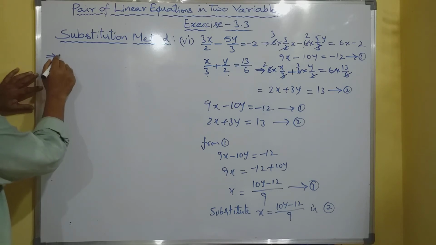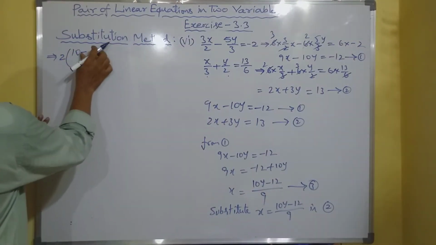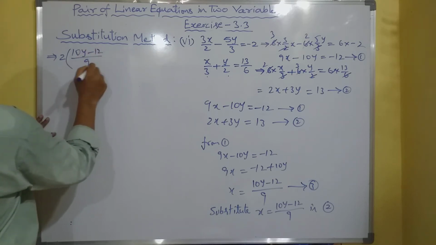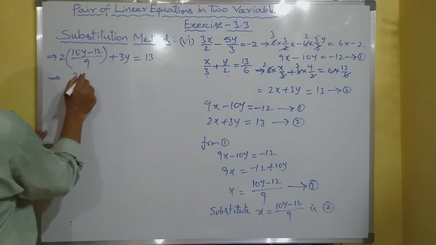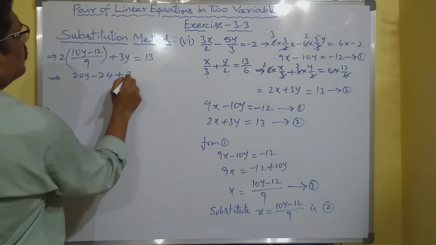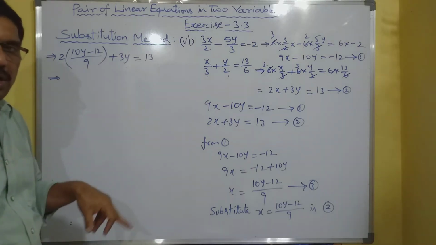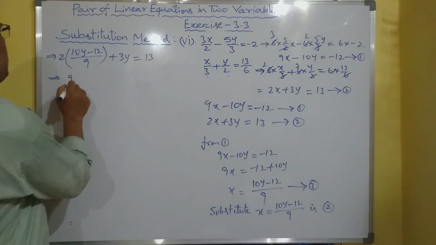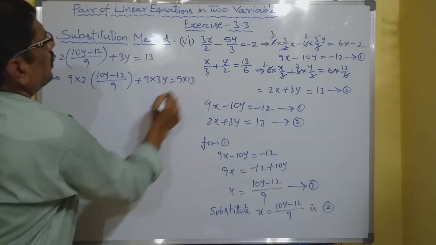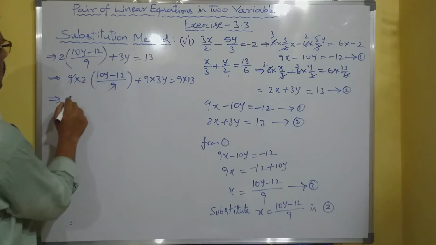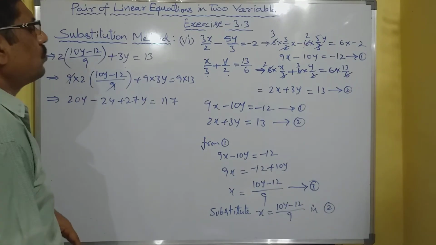Now, in equation 2, if you substitute, what is the x value? 2x plus 3y, what is the x value? x can be taken as 10y minus 12 whole by 9, plus 3y is equal to 13. Actually, let us do it directly. The denominator is 9. So, in order to remove the denominator, let us multiply the entire equation with 9. So, 9 into 2 into 10y minus 12 by 9, plus 9 into 3y, equals 9 into 13. So 9 is cancelled. We get 2 times 20y minus 2 times 12, that is 24. 9 times 3 is 27y. And 9 times 13 is 117.